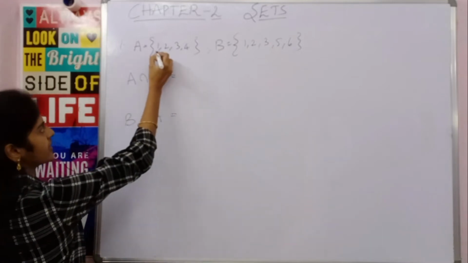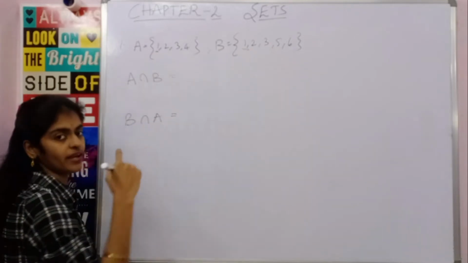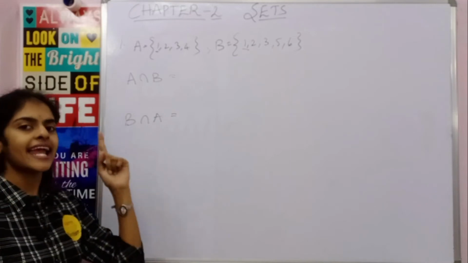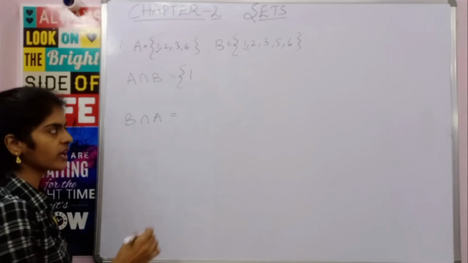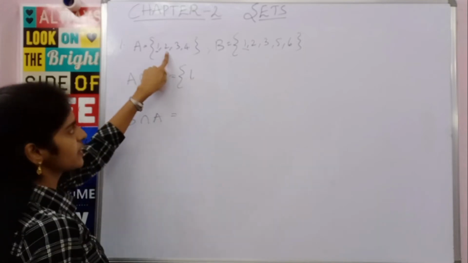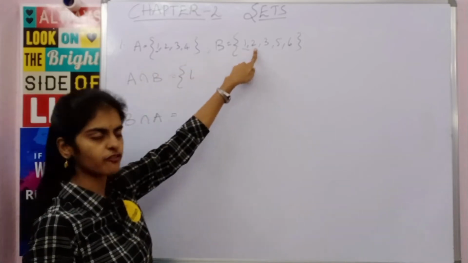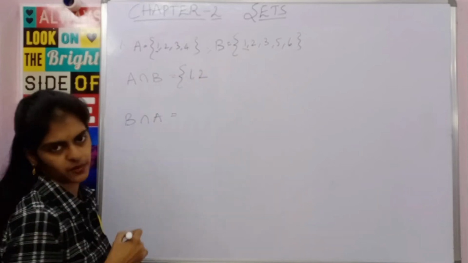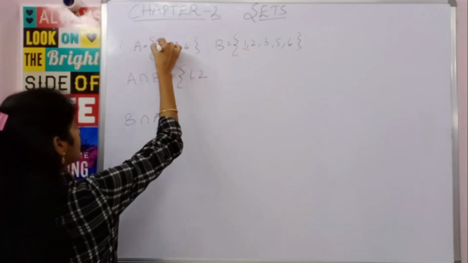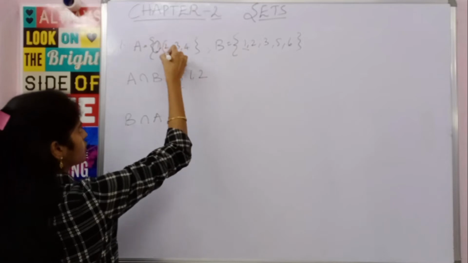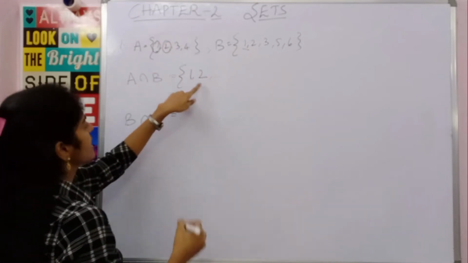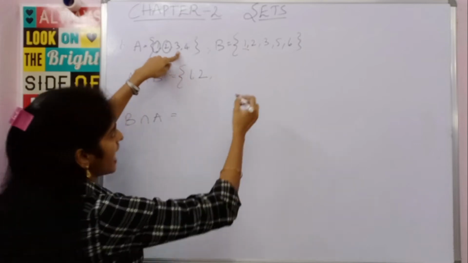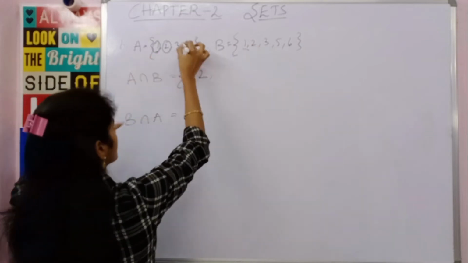Now you see 1 is in A and 1 is also in B. So 1 is the element common in both A and B, so you will write 1 in A intersection B. Now 2 is an element of A and 2 is also an element of B, so write 2 in A intersection B. Now 3 is an element in A and 3 is an element in B, so 3 is also common.